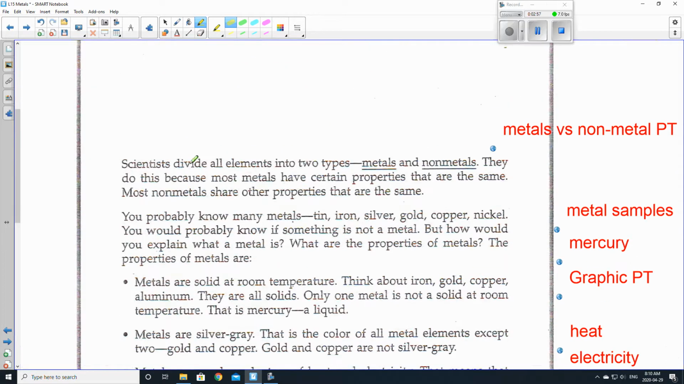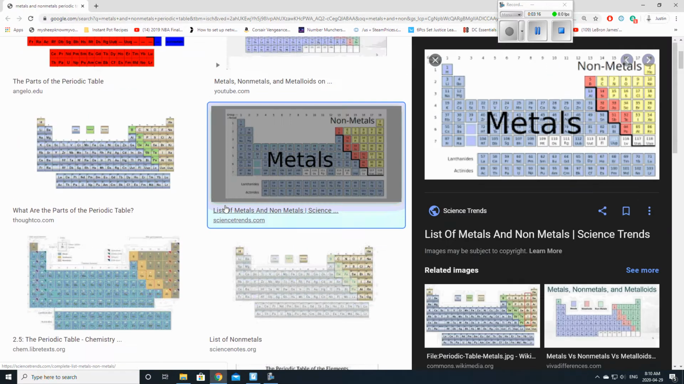Scientists divide all elements into two types, metals and non-metals. They do this because most metals have certain types of properties that are the same, and most non-metals share properties that are also the same. I'm just going to show you the periodic table. For example, over here, the metals are on the left side of the periodic table and they share certain properties, and the non-metals are usually found on the right-hand side of the periodic table, and they also share certain properties.